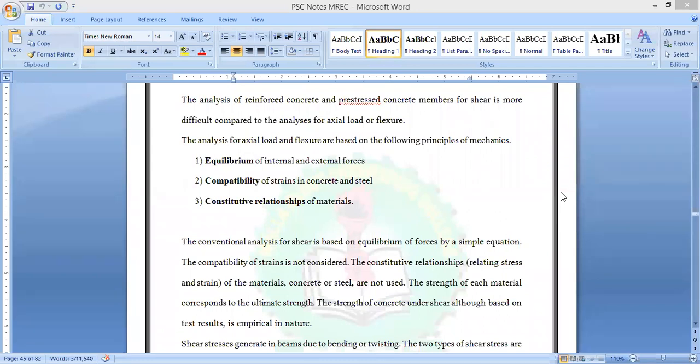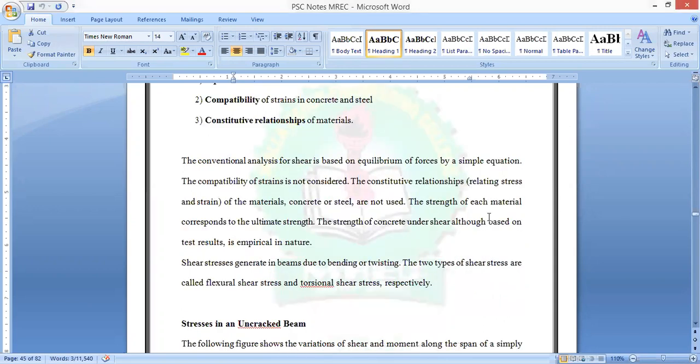So by that, the strength of concrete under shear, although based on test results, is empirically normal. So in nature, you can understand the shear results based on its empirical equation. So what do we mean by shear stresses? We are discussing it here. Shear stresses generate in beams due to bending or twisting.